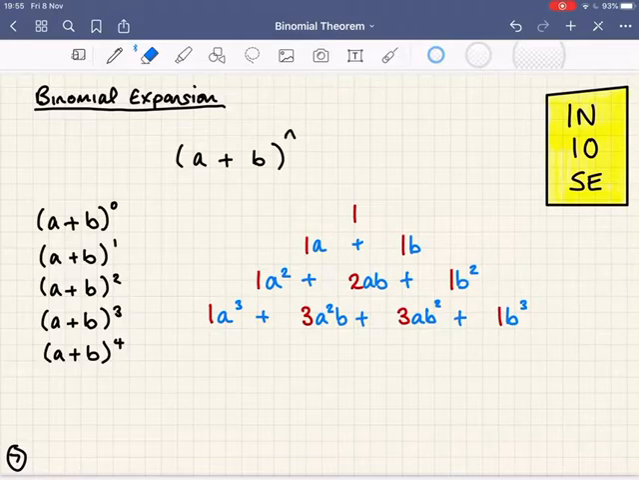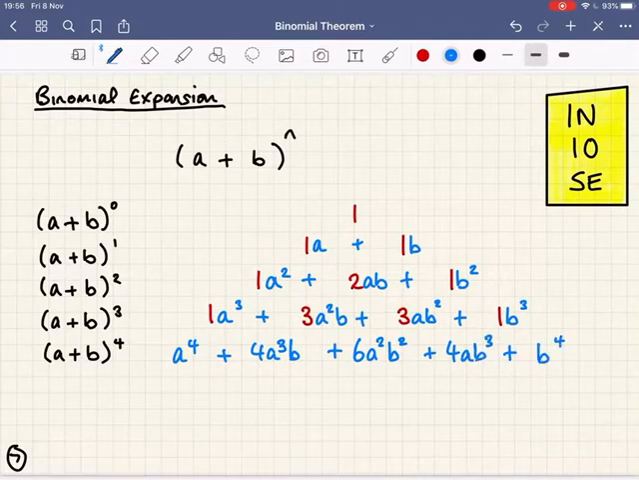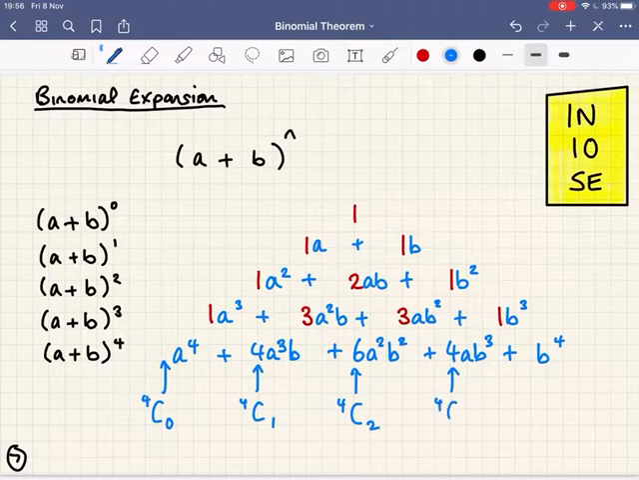1a to the 4 plus 4a cubed b plus 6a squared b squared plus 4ab cubed, and then b to the 4 at the end. And you can see I haven't bothered writing the ones there this time, but you can see where the numbers came from, Pascal's triangle. And again, the coefficients would this time be 4C0, 4C1, 4C2, 4C3, and 4C4, as before.